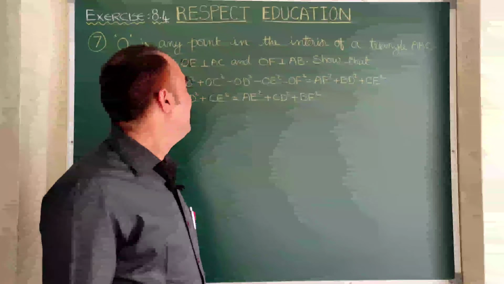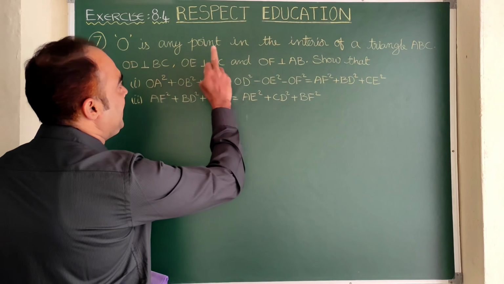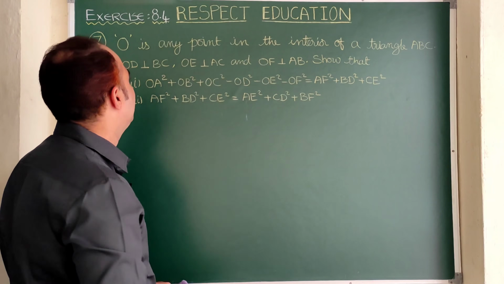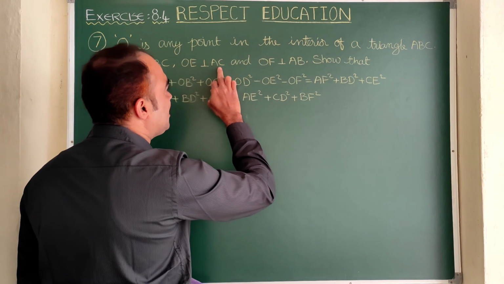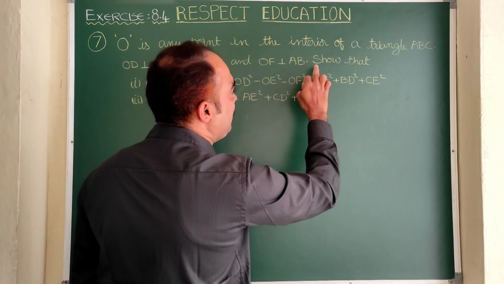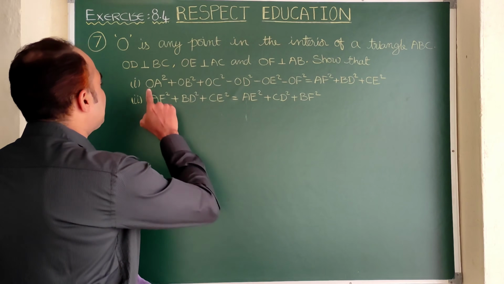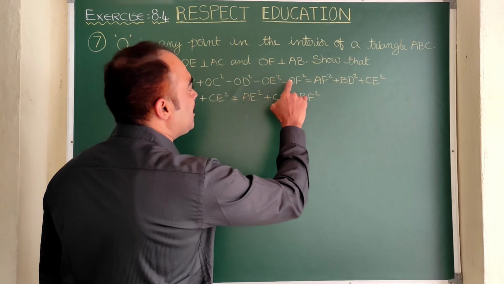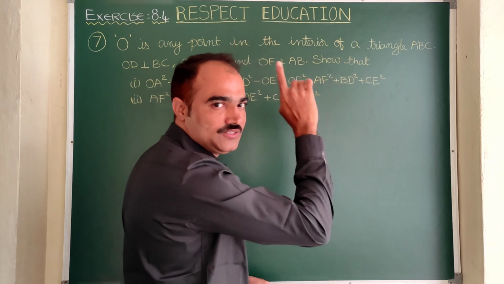Now let us see question number 7. O is any point in the interior of a triangle ABC. OD is perpendicular to BC, OE is perpendicular to AC, and OF is perpendicular to AB. Then show that there are two bits to be solved, in which the first one is OA square plus OB square plus OC square minus OD square minus OE square minus OF square is equal to AF square plus BD square plus CE square. This is the first bit.